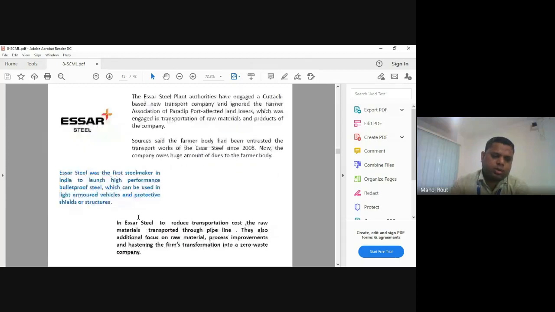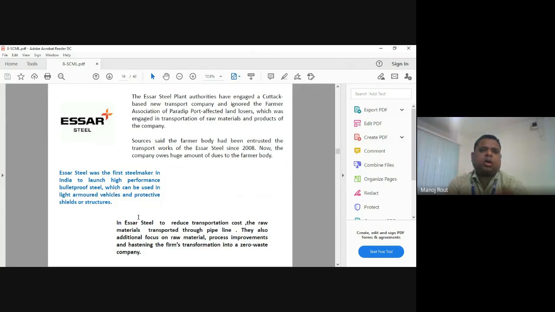As you know, the Essar Steel Group is very famous for this. It is the first steel maker in India to launch high-performance bulletproof steels. It is the only company that produces bulletproof steels. There is no company, not even Tata Steel, Jindal Steel, or SAIL, the Steel Authority of India, producing that variety of steels, which can be used in light armor vehicles and protective shields for structures. So basically, they produce for defense activities.